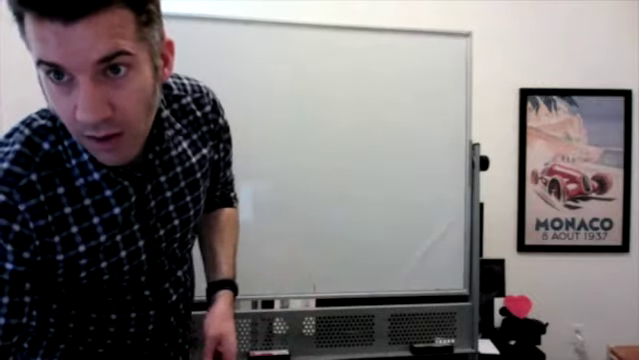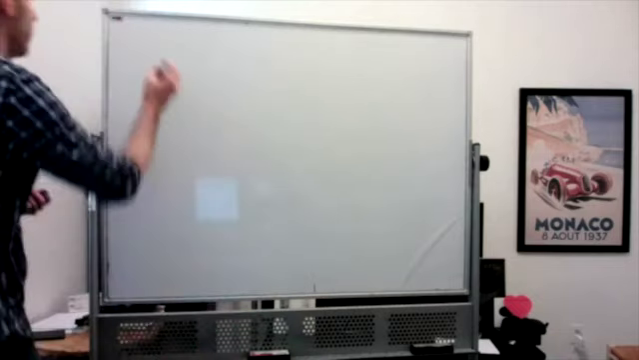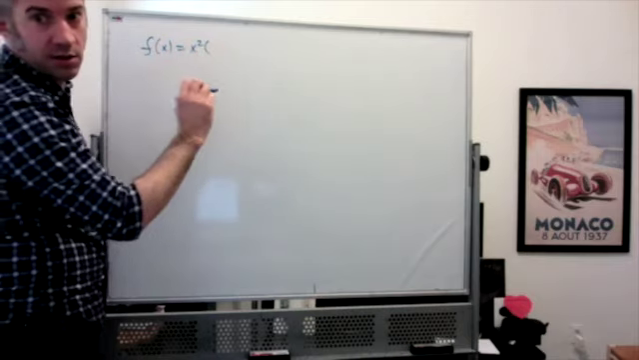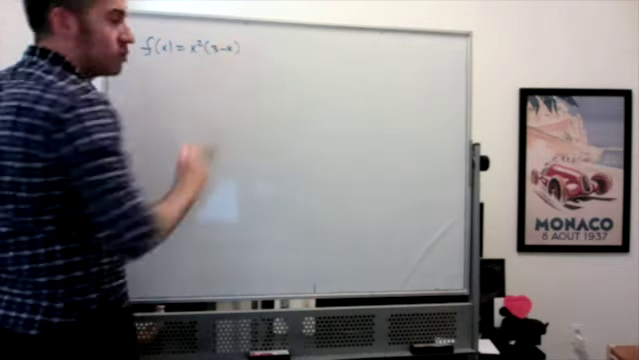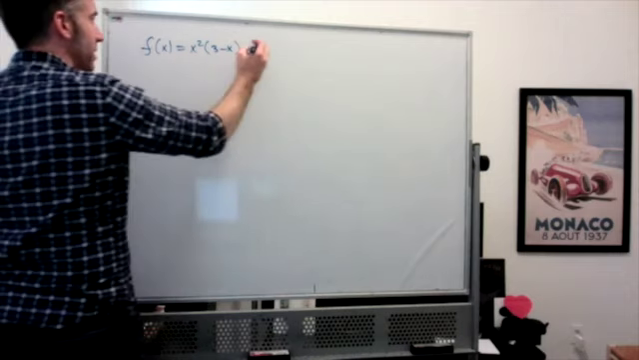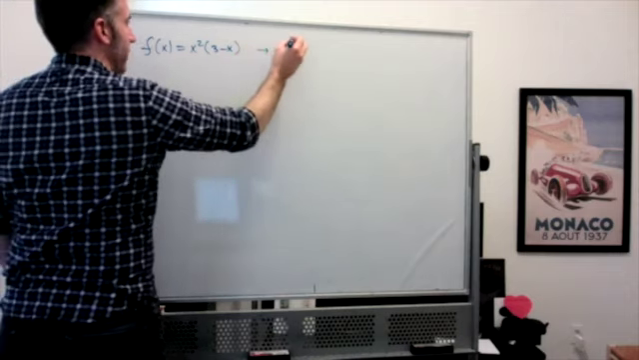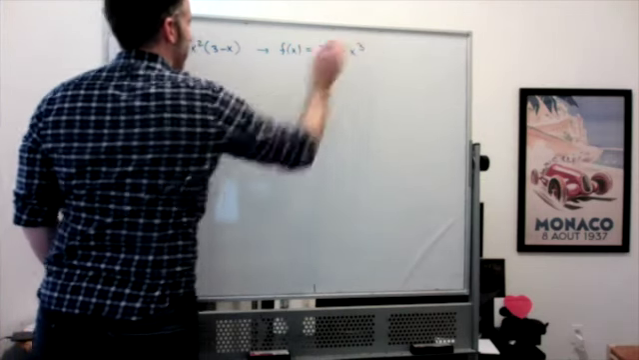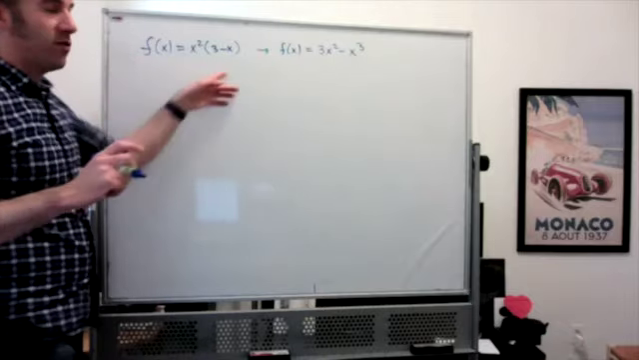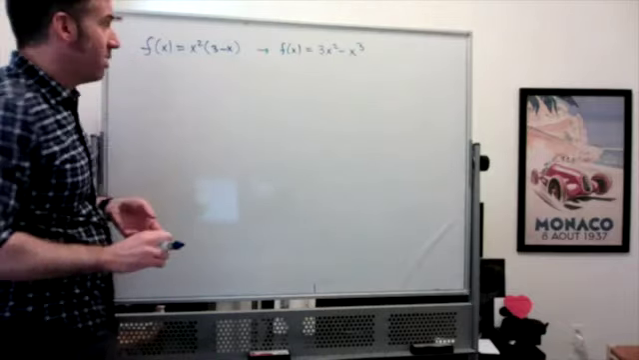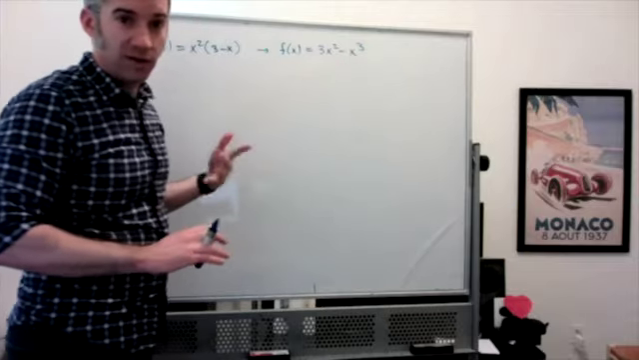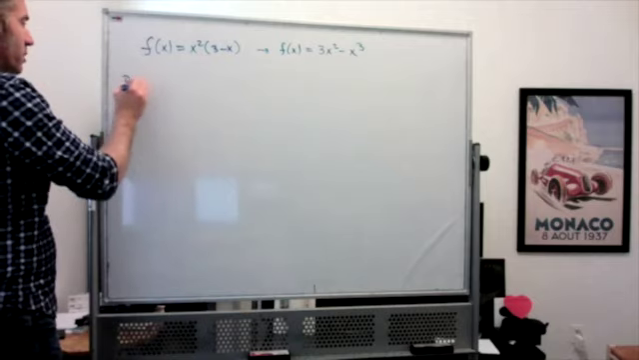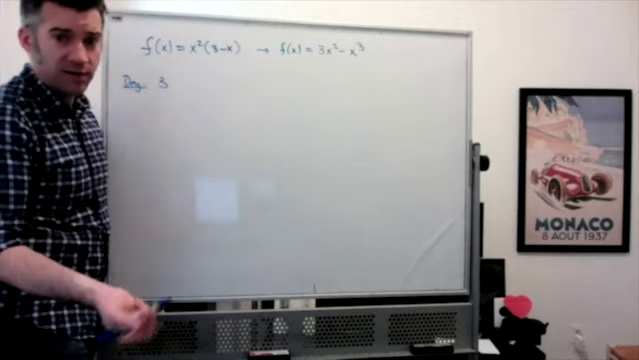So, all right. We're trying to graph f of x equals x squared times (3 minus x), which you could multiply out. If I distribute the x squared, we get f of x equals 3x squared minus x cubed. Usually the factored form is better for finding most of the things we want to find, but the unfactored form is really great for seeing what the degree is. So my degree here is 3.